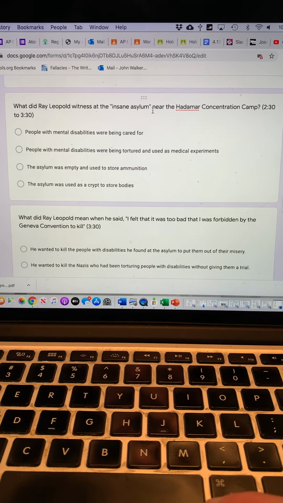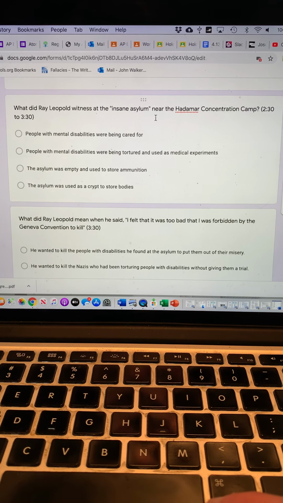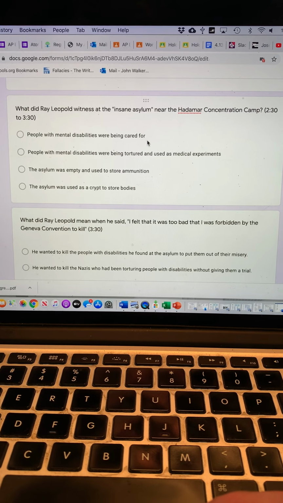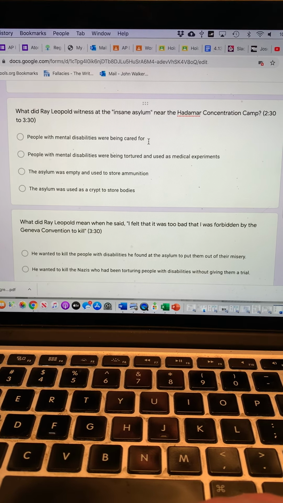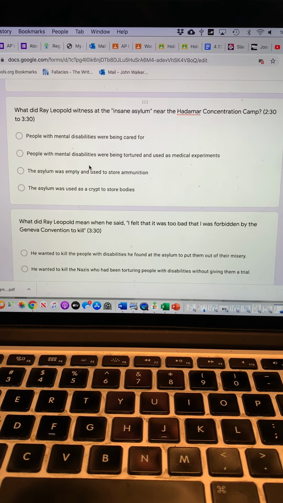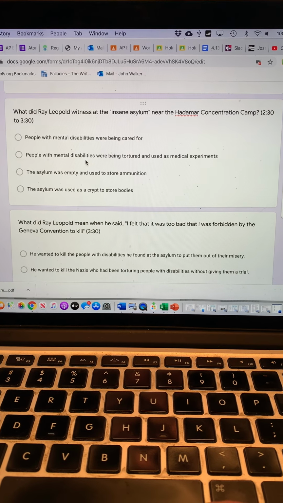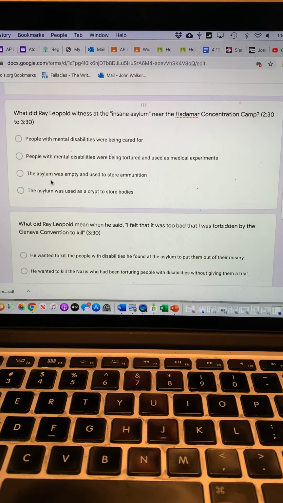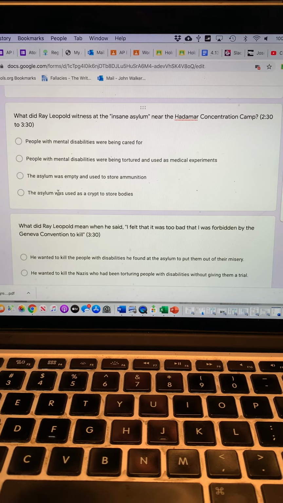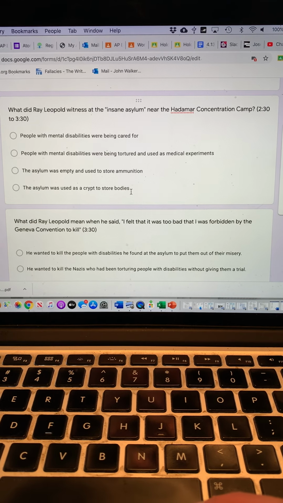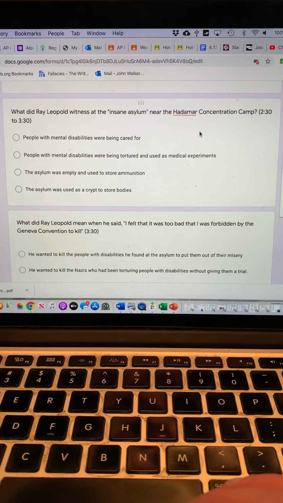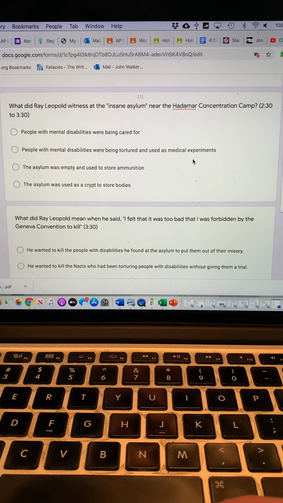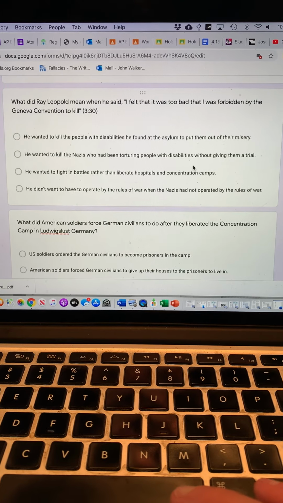But as we saw earlier, how were mentally ill people being treated in Nazi Germany? Do you think they were being cared for? Well, that is unlikely. And so you'll see, were people with mental disabilities being tortured and used as medical experiments? Or was the asylum empty and used to store ammunition? Or was the asylum used as a crypt to store bodies? You'll see video evidence of what was happening at the Hadamar concentration camp.